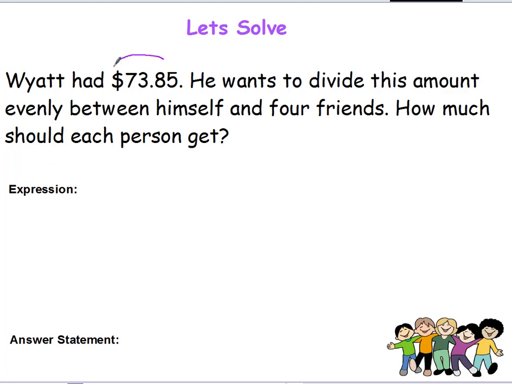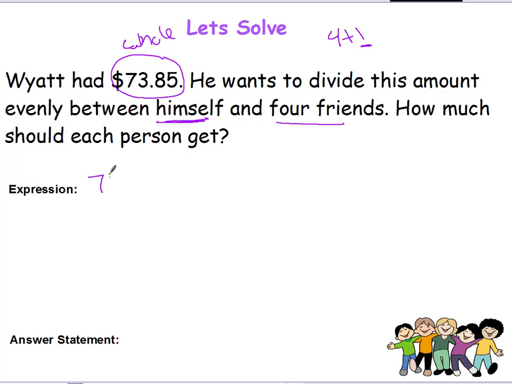Okay, again, here's my whole number. When you're working with division problems, they're always going to give you a whole number. So 73.85 is my dividend, which is my whole. Okay, and he wants to divide this between himself and 4 friends. So that's 4 plus 1. That's his 4 friends and himself.